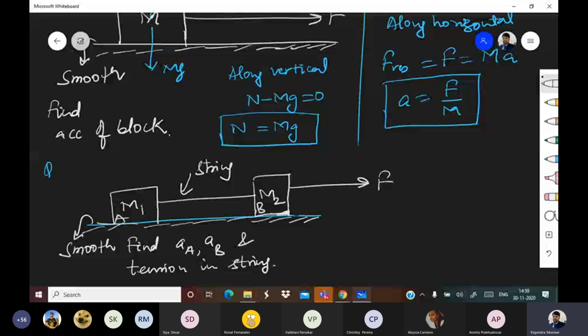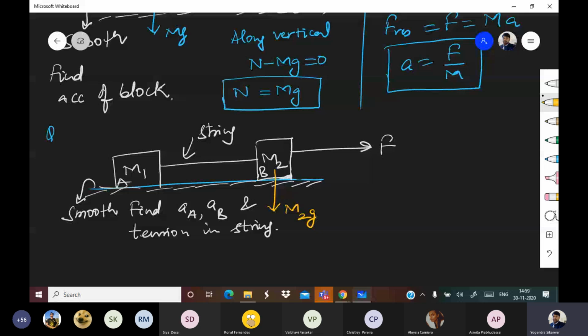Everyone, please pay attention. Enough time given to all of you. See, M2G will be acting downward. Nobody can change it. NB will be acting upward. Nobody can change it. M1G will be acting downward. Nobody can change it. NA will be acting upward. Nobody can change it.